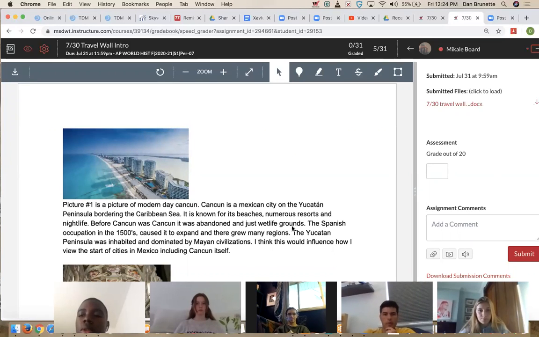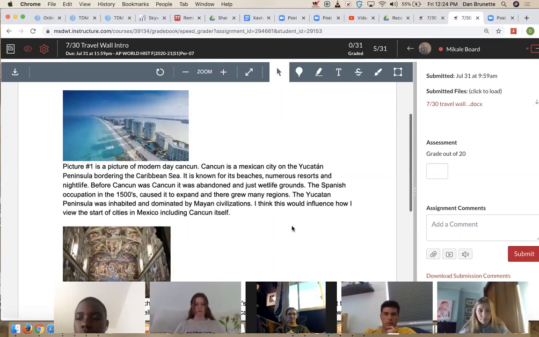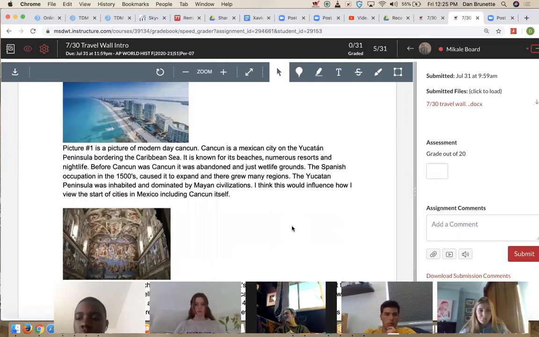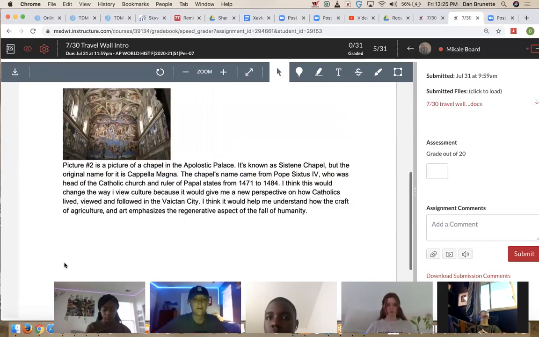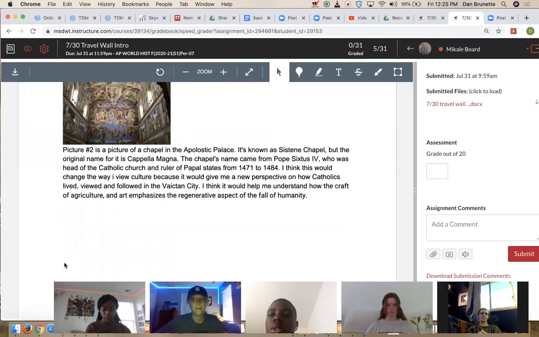It shows how different environments adapt to being around water, and how different cities in Mexico were built and discovered. The second picture is a palace, kind of like a museum now, and I chose this because it has something to do with Adam and Eve and how humanity was regenerated in a small aspect of how it fell in the Catholic society.